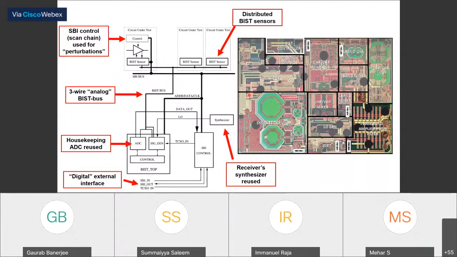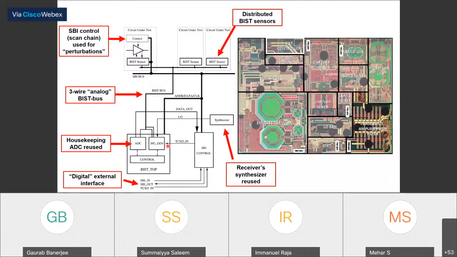Now, what we said is that there's a lot of stuff sitting on this chip which can be reused. For example, there is a full synthesizer which is being used to generate the frequencies for the receiver. Can we reuse the synthesizer and then have a small block to condition the signal and put it on an analog bus so that every single circuit under test on the chip could be tested with that synthesizer output as a stimulus? Similarly, we used the existing digital external interface on the chip to bring in and out digital bits that would control our BIST system.